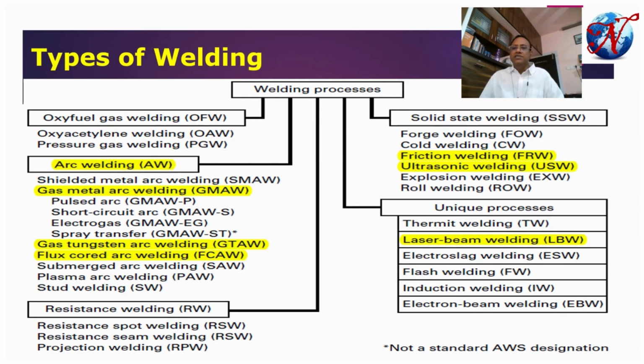Basically, as far as the industry is concerned, there are different types of welding processes. Most commonly in our discussion, we will discuss the arc welding process. And this arc welding process is a part of fusion welding.